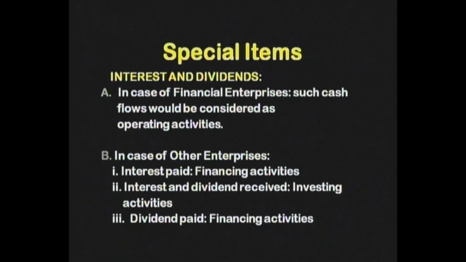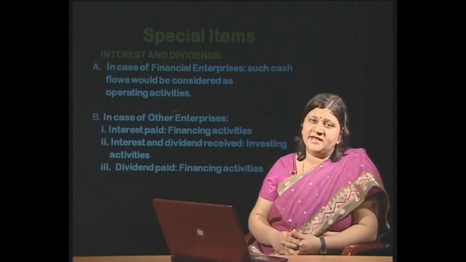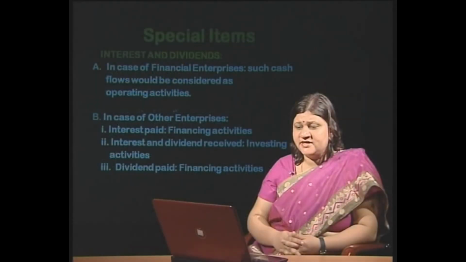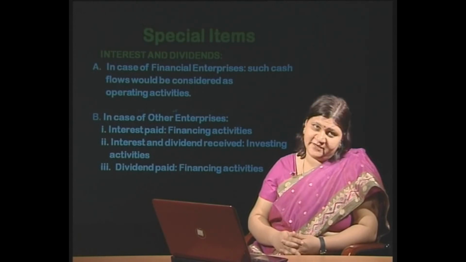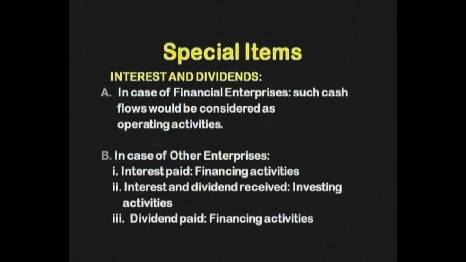Next one is interest and dividends. Interest and dividends should be understood by segregating the enterprises into two parts, the financial enterprises and other enterprises. Financial enterprises are those enterprises which are doing the business of financing. So, in such a case the cash flows would be considered as cash flows from operating activities. That means interest and dividends for a financial enterprise would always form part of operating activities.